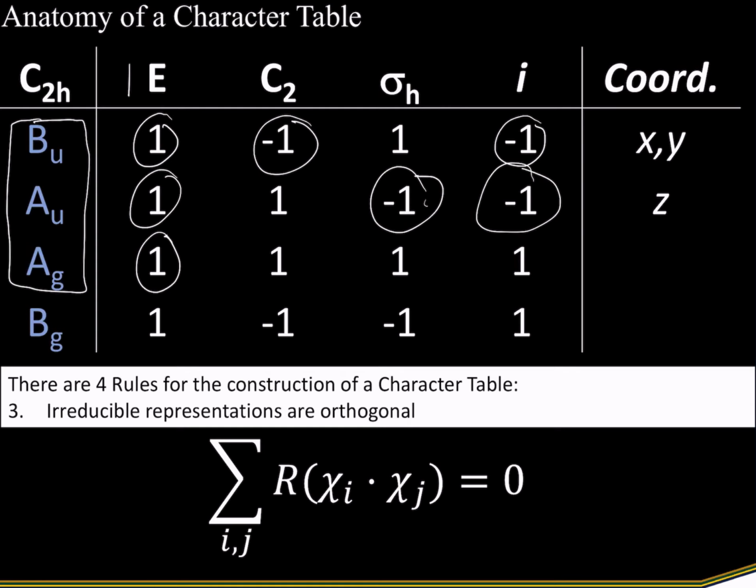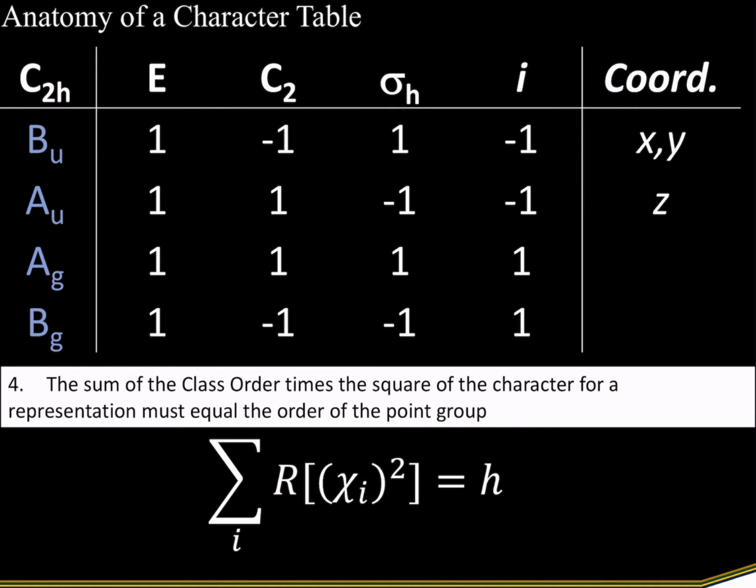Our last way of confirming and validating an irreducible representation is our final rule here, and that's that the sum of the class order times the square of the character for a representation must equal the order of the point group. This is a lot of mathematical jargon, but it's saying that if we take each one of these characters and square it, and multiply this by the order, in this case 1 for each one of our classes of symmetry operations, this must equal h when we add them all together.